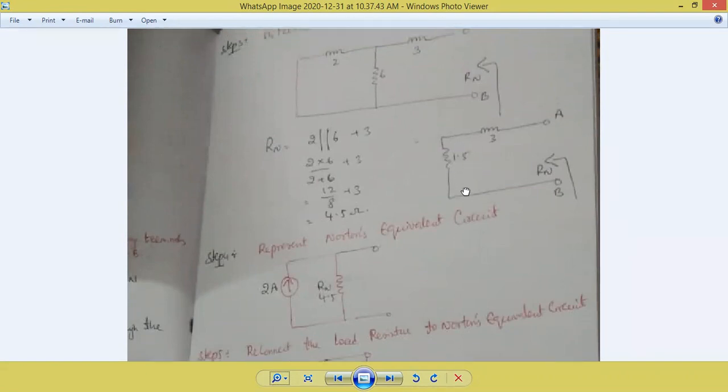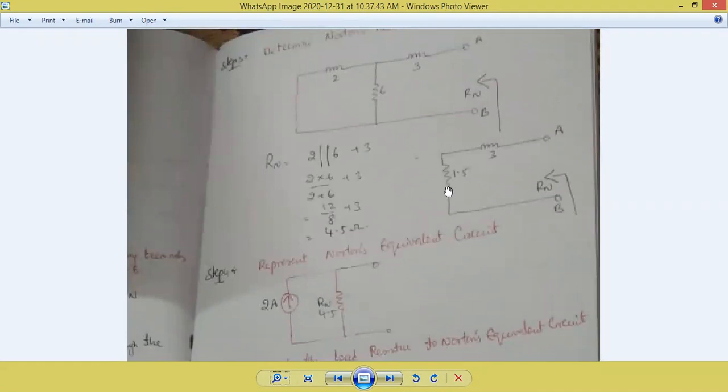Now the question is how to place this 1.5. The 6 ohm resistor is connected to 3. Is the 6 ohm vertical or horizontal? Vertical. So the last resistor connected to 3 is 6. The combination of 2 and 6 gave us 1.5. How to place 1.5, horizontal or vertical? Vertical, in the place of the last resistor. So as it is, I have placed it in the place of 6. The combination is 1.5.